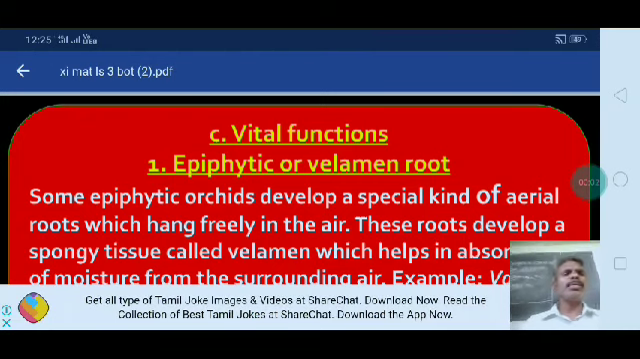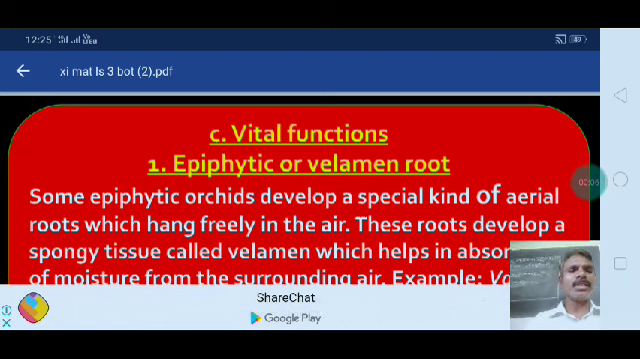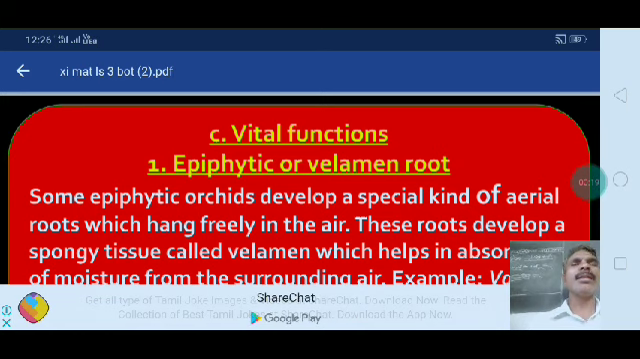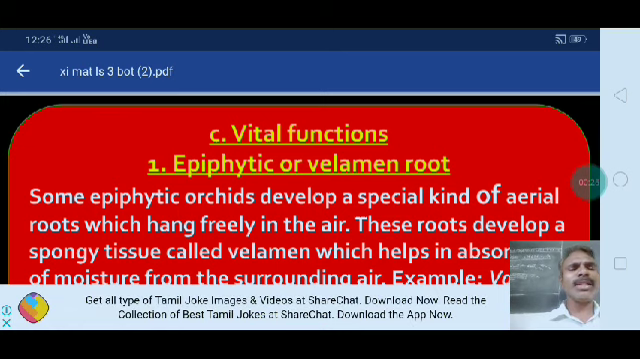Okay, good morning, students. Today we have to see the next concept, vital functions of the root system. Here some of the functions mostly occur apart from the normal root system. Some special functions also there, and also some special characters or main functions. What are the types of vital functions? First one is epiphytic or velamen root.